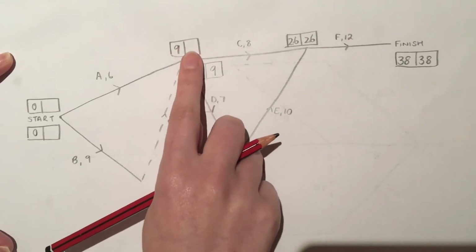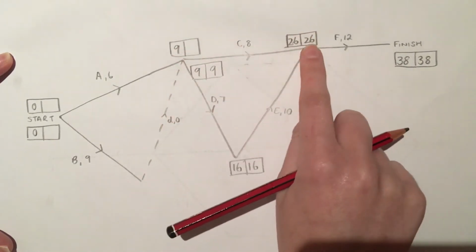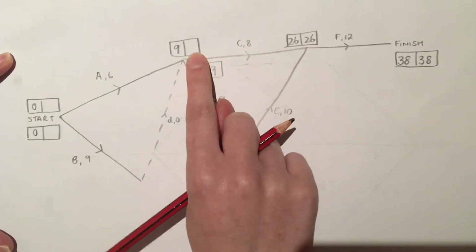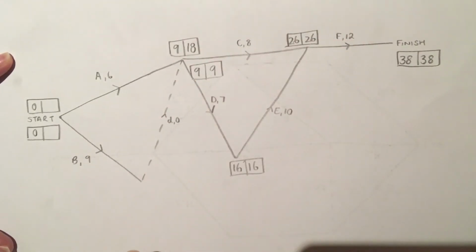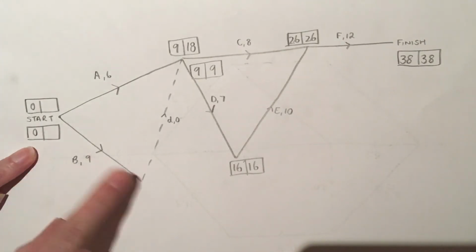And to get to here, I have to go backwards on C because this is the box for C. So I'm going to go from 26 backwards 8, which makes, what's that, 18? 18. And then to get to box B, I have to go backwards on B.